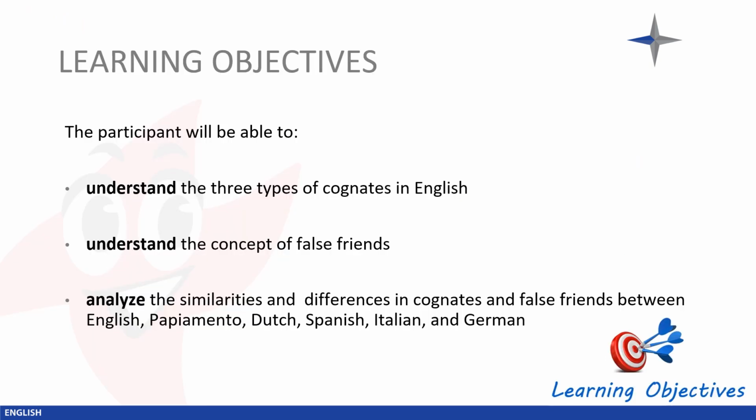The learning objectives for this video are: the participant will be able to understand the three types of cognates in English, understand the concept of false friends, and analyze the similarities and differences in cognates and false friends between English, Papiamento, Dutch, Spanish, Italian, and German.